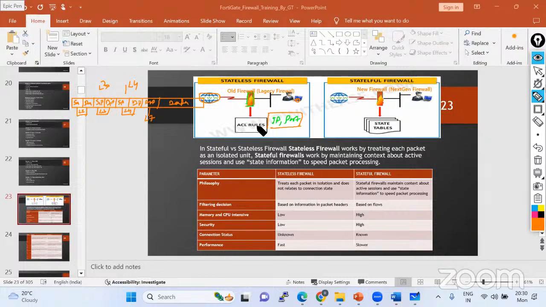But one more interesting thing is going to happen here. And what is that? Let's suppose this user wants to talk to the destination. So definitely the first time the user comes, it is going to check the ACL, and then it goes to the destination if it is allowed. This is the first packet flow. But what happens if the user tries to reach the same destination again? Do I need to check this ACL or not?